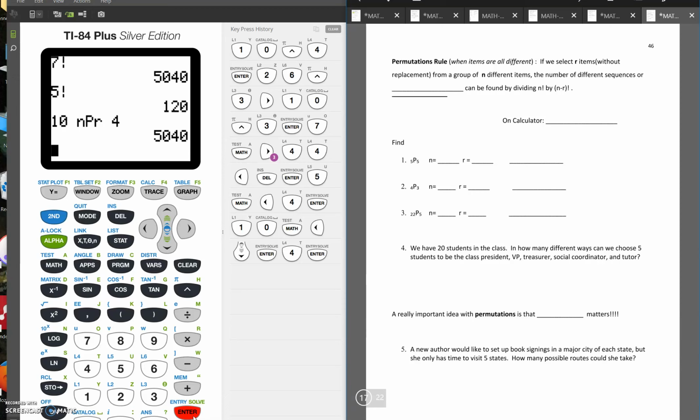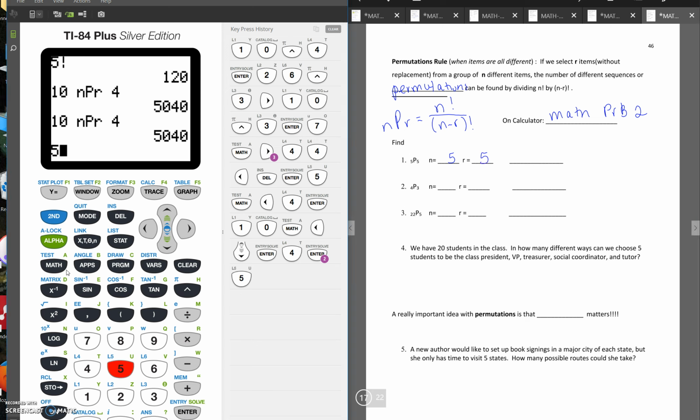So the permutations rule. So if we want to select R items without replacement from a group of N different items, the number of sequences or permutations is called NPR. And you get it by taking N factorial over N minus R factorial. And on the calculator, you're going to go math and then go over to PRB, and it's number 2. You'll put the first number in. So if we want 5P5, the N is 5 and the R is 5.